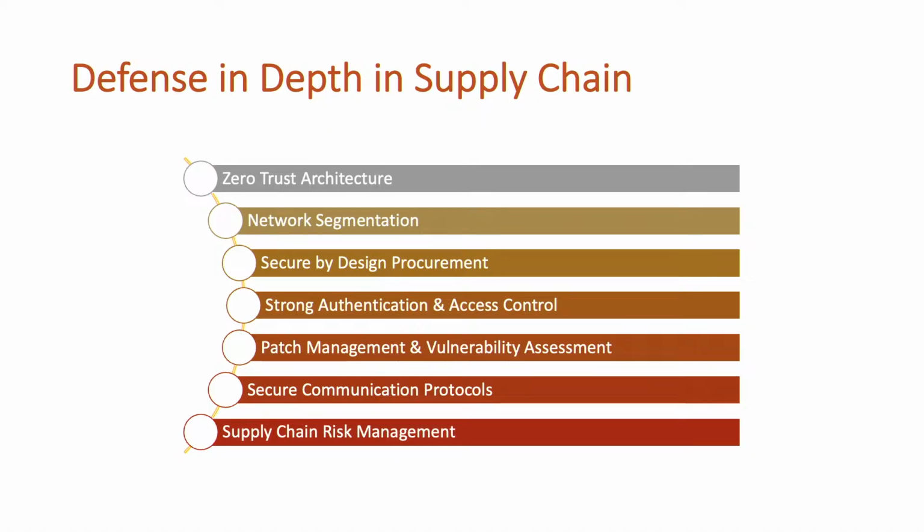A bit of defense in depth: it includes everything, from server to the back end to the front end, everything about OT security, zero trust zones, network segmentation, secure by design, communication protocols. Everything needs to be secure in defense in depth to make sure that the supply chain goes smoothly. That was it about this talk, and if you have any questions, let me know.